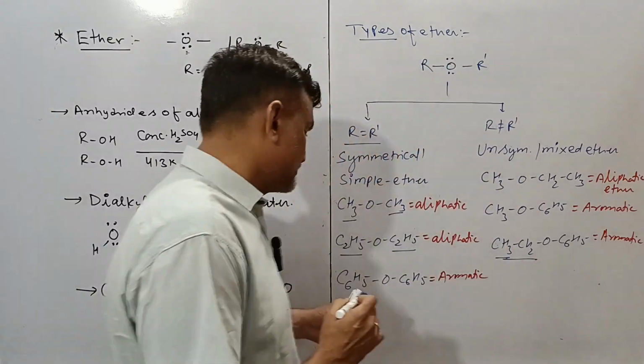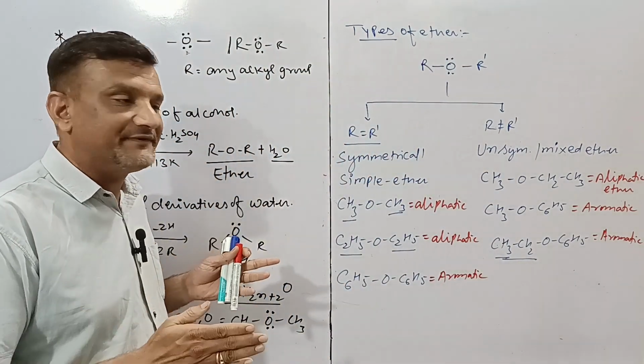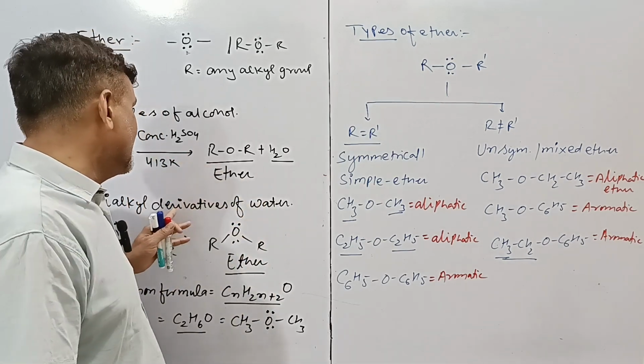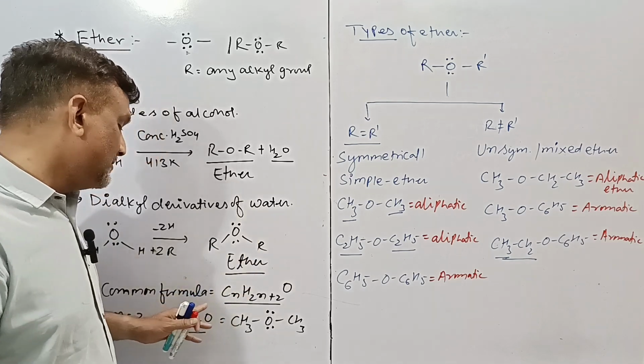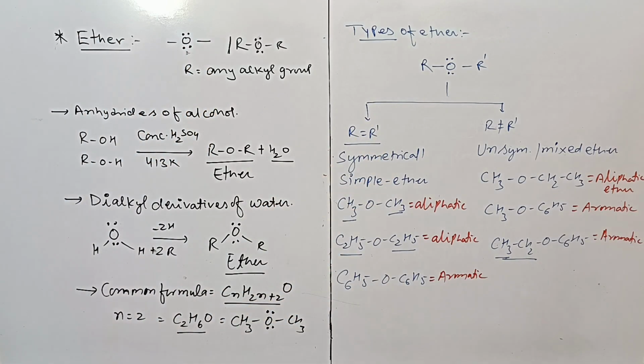So this was the initial part about ether: what is the meaning of ether, what is the other name as an anhydride of alcohol, as a dialkyl derivative of water, the common formula and types of ether. So go through the matter properly because it is too important. यहाँ आपके पास में पर्टिकुलर बोर्ड्स में क्वेश्चन आता है which of the ether is asymmetrical, so you can give the right answer through the option.